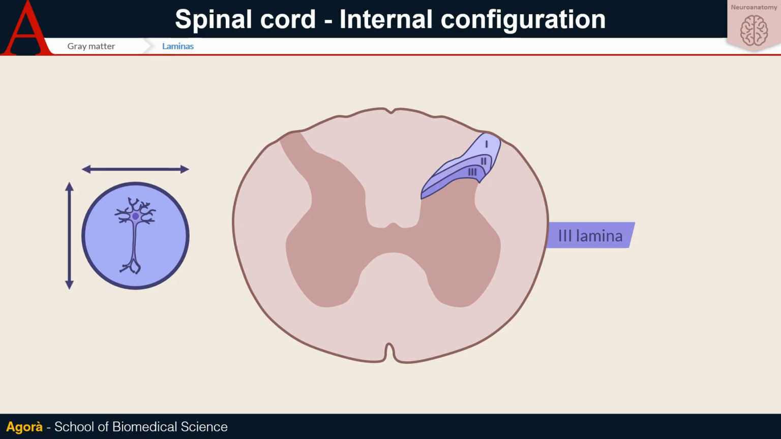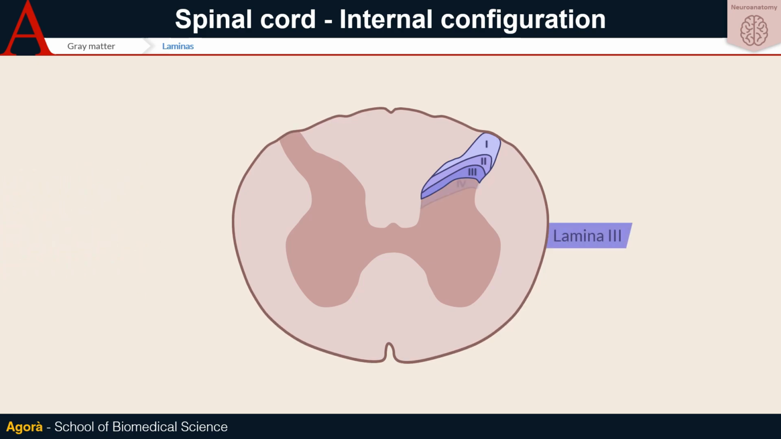Fourth lamina. Just as the second and third lamina, it is part of the head of the posterior horn. It is composed of funicular neurons arranged in myelin fiber bundles.